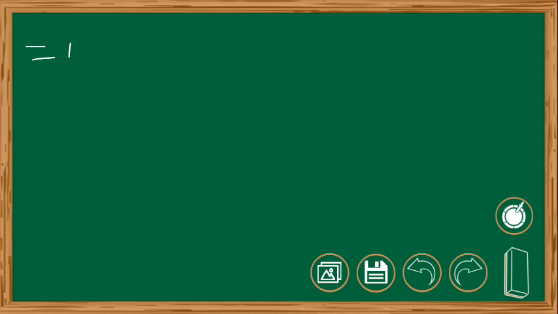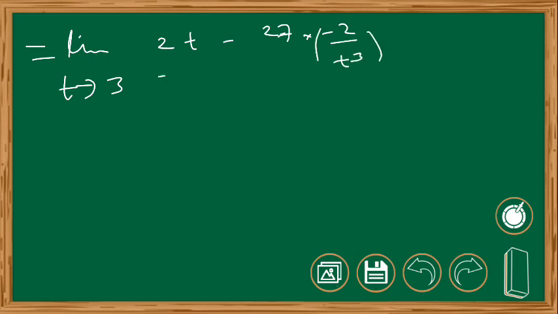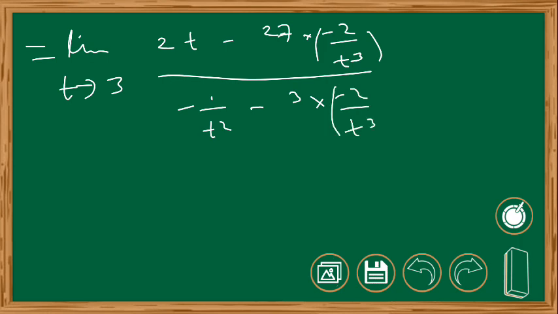Alright, so equals to limit t tends to 3, then derivative of, first one is 1 by t, derivative of t square which is 2t, minus this one is 27 into minus 2 divided by t cube, divided by derivative of 1 by t which is equal to minus 1 by t square, minus derivative of this one is 3 and 3 to the power x, this is t square, so again it will be minus 2 divided by t cube, right?